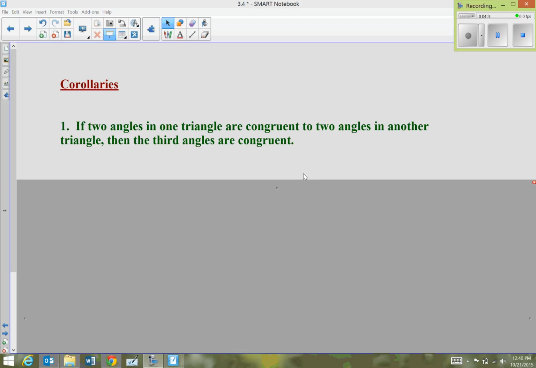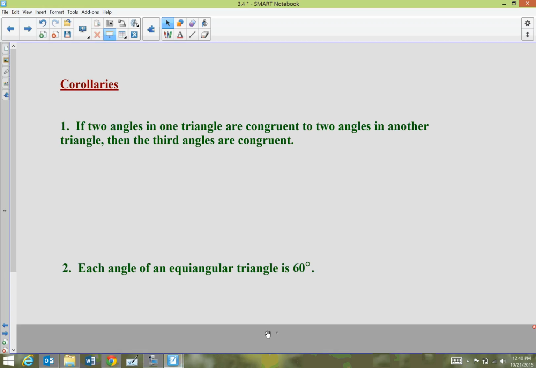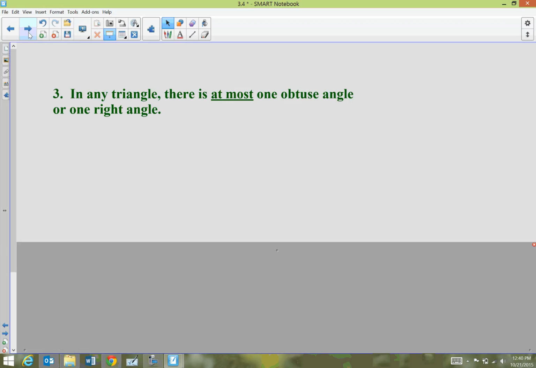If we have a 100-degree angle and a 30-degree angle, the third angle is forced to be 50 degrees. If we have a 100-degree angle and a 30-degree angle in another triangle, the third angle still has to be 50. Each angle of an equiangular triangle is 60 degrees. We know an equiangular triangle has all congruent angles, and since they have to add to 180 and they're all congruent, each angle is 180 divided by 3, which is 60 degrees.